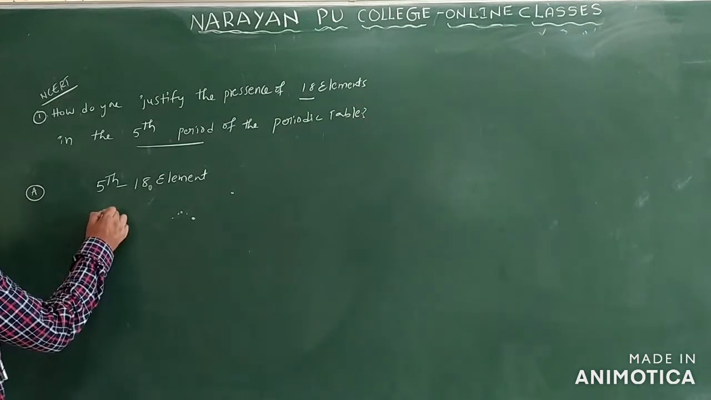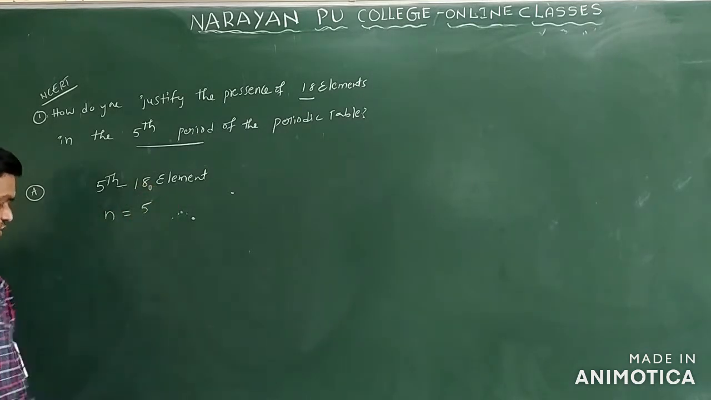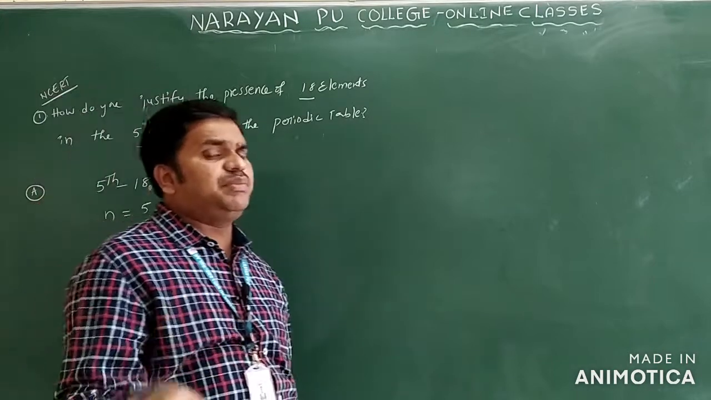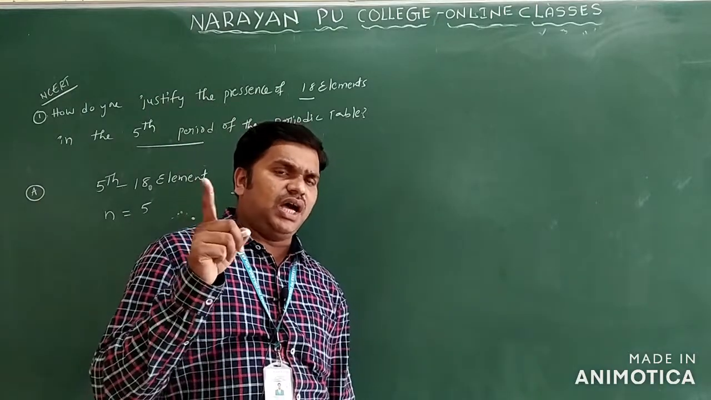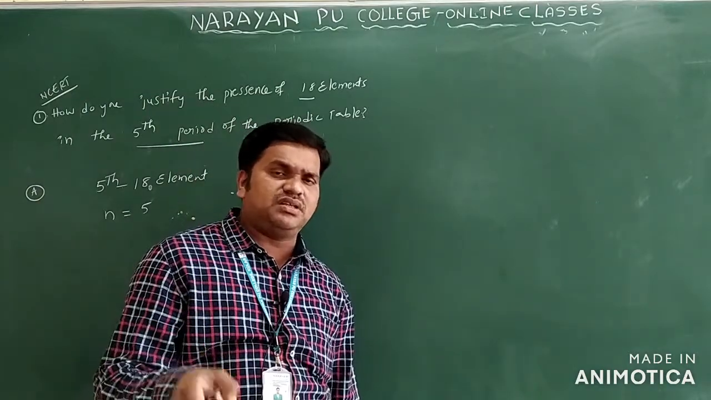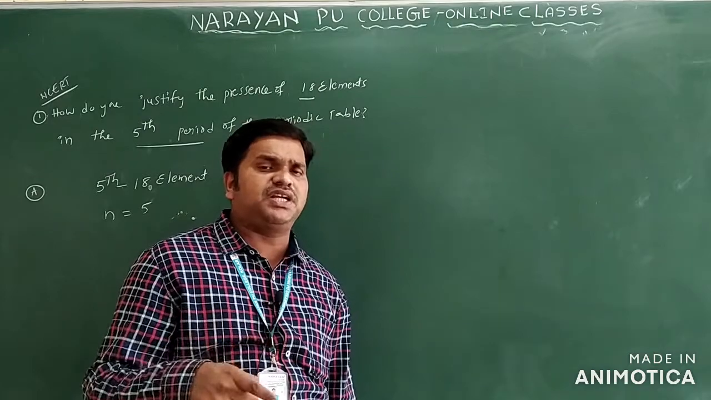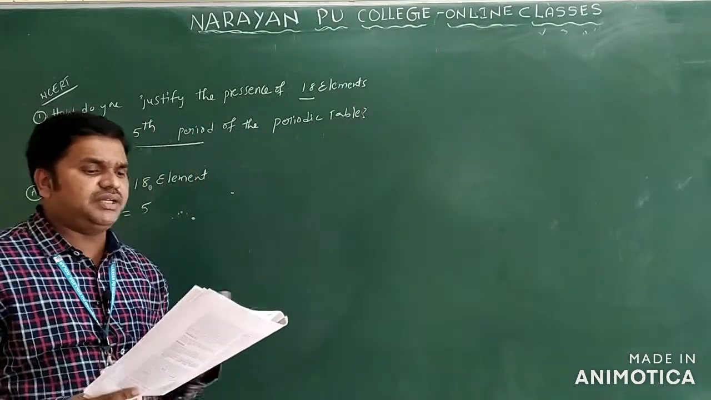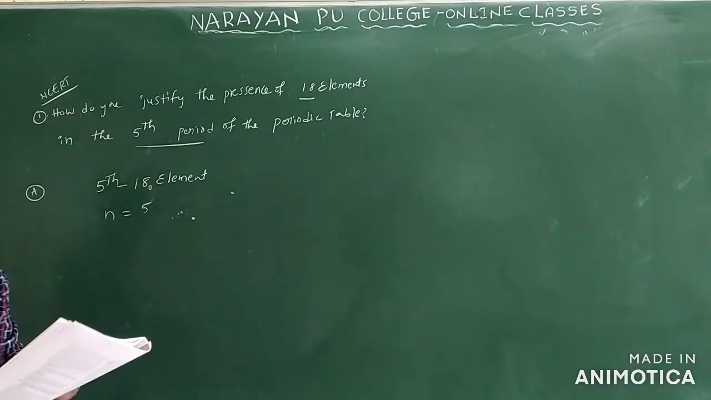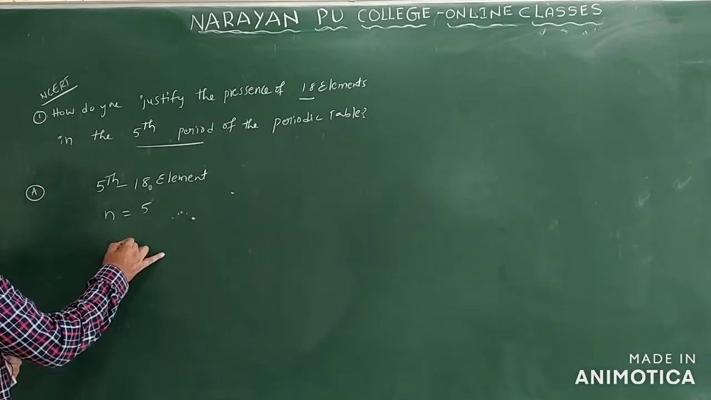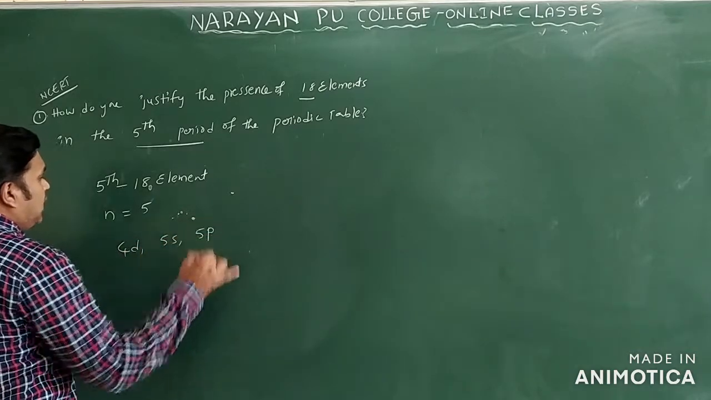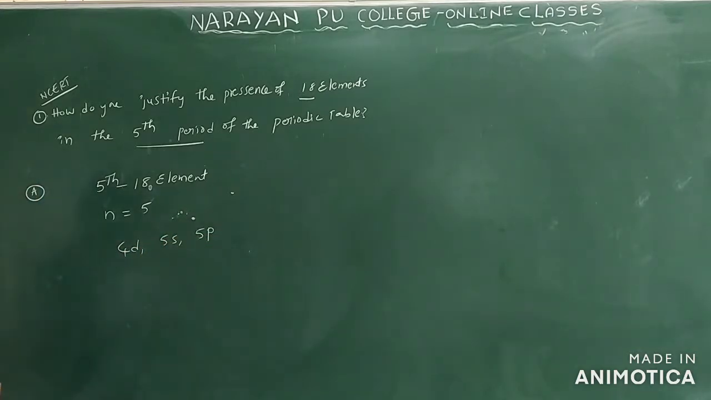Principal quantum number. I will write n is equal to 5. Yesterday I clearly gave which period has what orbitals, from third period, fourth period, fifth period, sixth period, and seventh period. What orbitals do we have? Orbitals are given like this: 4d we have, 5s we have, and 5p we have. These are the orbitals we have.